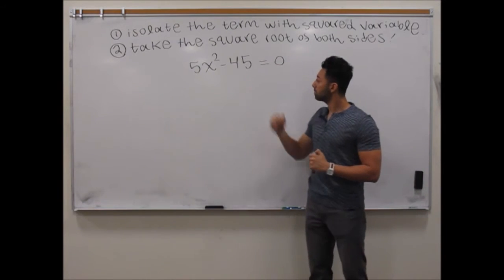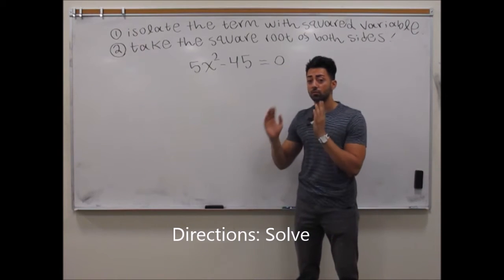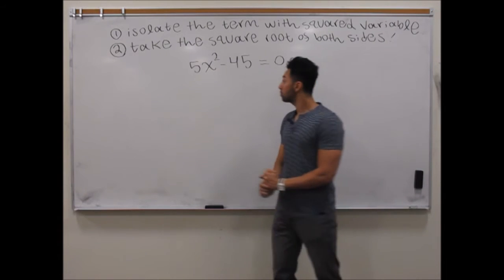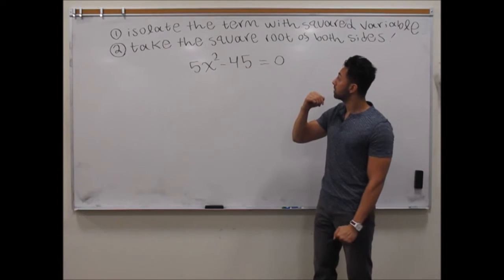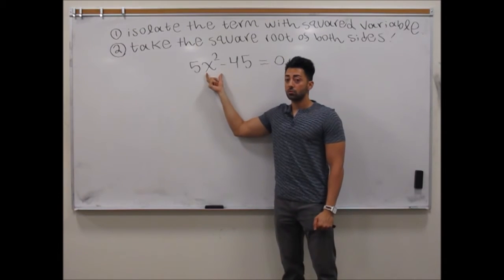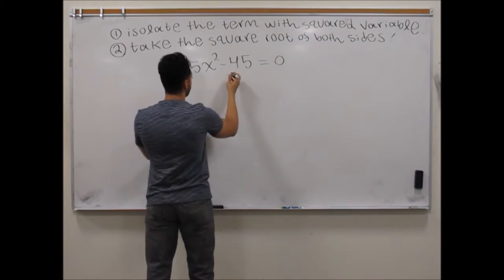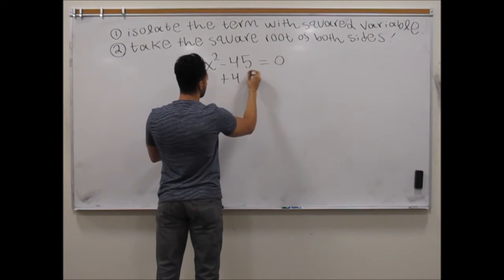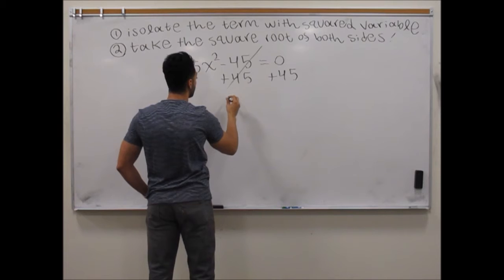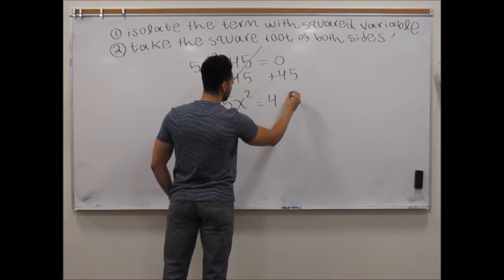Okay, so here's another example. Again, I don't want to talk about different ways that we could solve this. We want to focus on solving this by using the extraction of roots or the square root property. So first I'm going to isolate our term with the squared variable, which turns out to be x squared in this term, right? So the first thing I'm going to do is add the 45 onto both sides. Okay, so these would cancel here, and then I would get 5x squared is equal to 45.